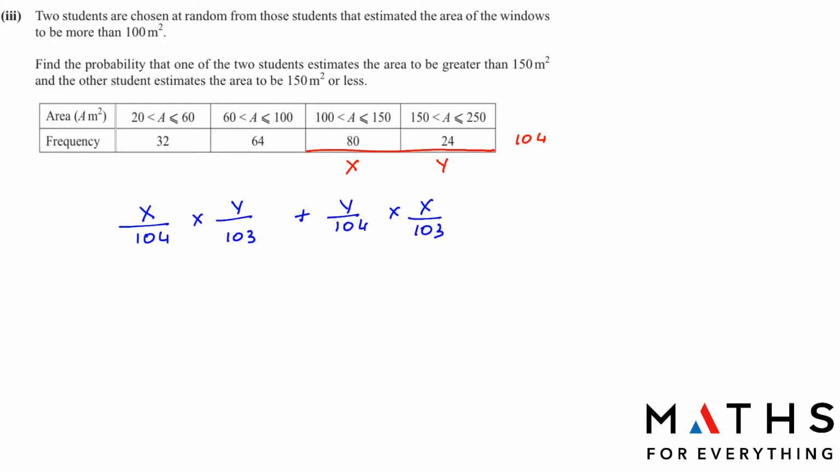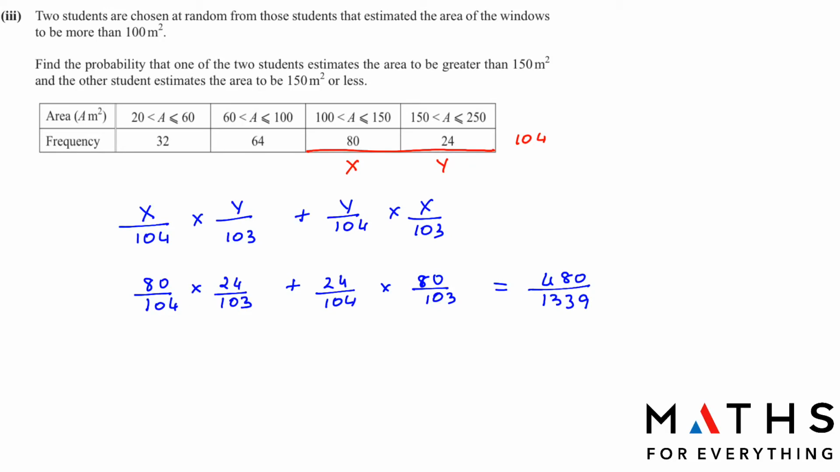Now what is X? X is 80. We are talking about the frequency here. So it could be 80 over 104 multiplied by 24 over 103. Or the other way around, 24 over 104 multiplied by 80 over 103. This will give us 480 over 1339. You can put the whole thing together in the calculator. Remember to put proper signs, multiplication and addition.